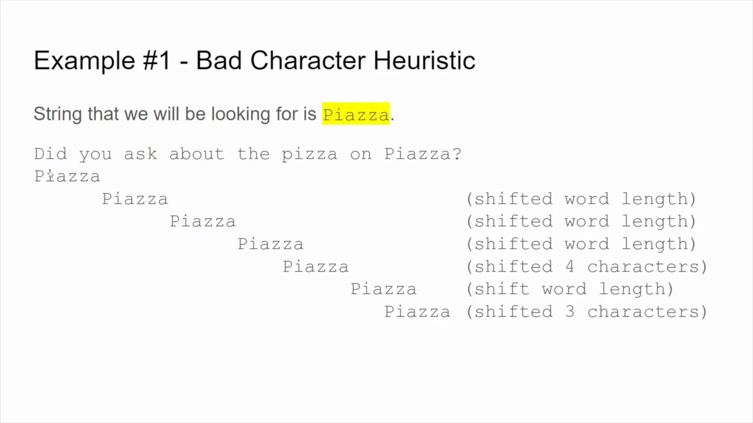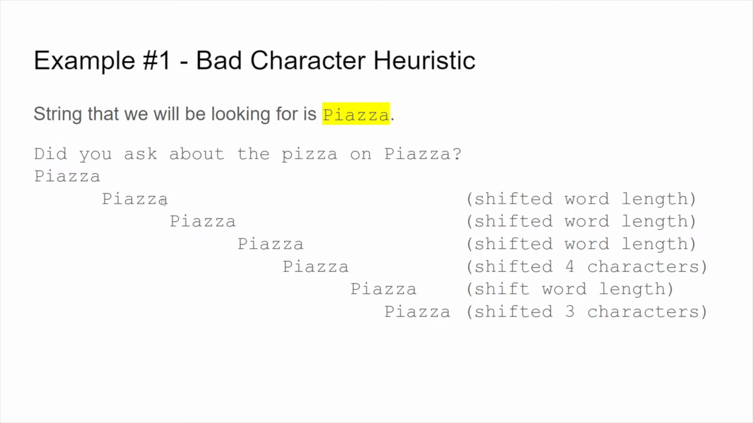First, we align the strings at the very beginning, and then look at the rightmost character of the word that we're looking for. You see that the O and the A are lined up, however they do not match, and we do not see an O in piazza, so we shift the whole word's length.